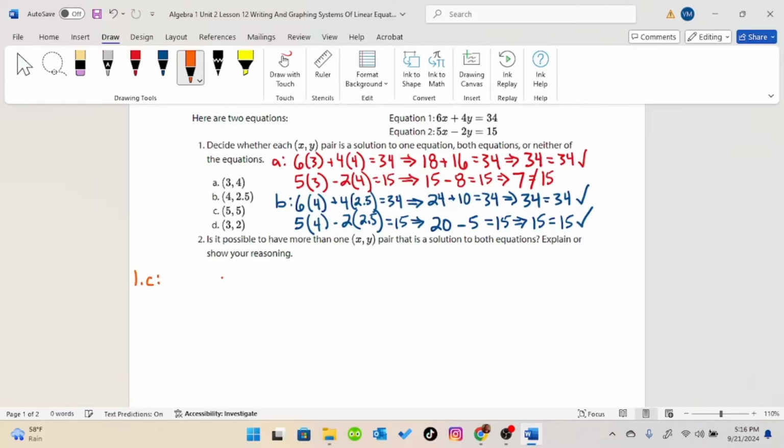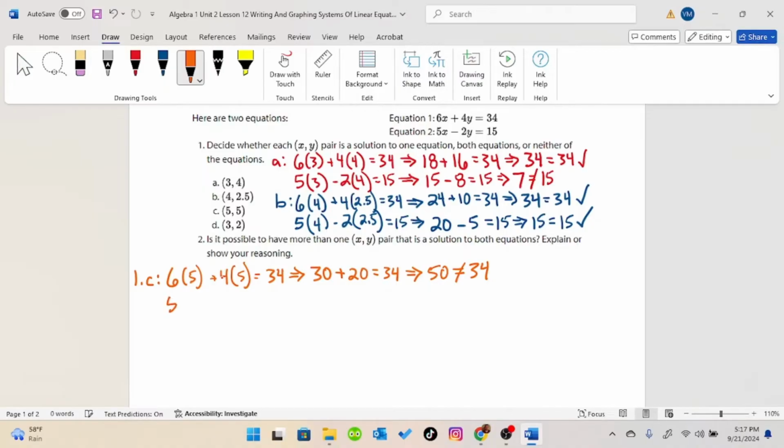For 1C, now we have 6 times 5 plus 4 times 5 equals 34. 6 times 5 is 30. 4 times 5 is 20. 30 plus 20 is 50. And 50 does not equal 34, so it does not solve the first equation.